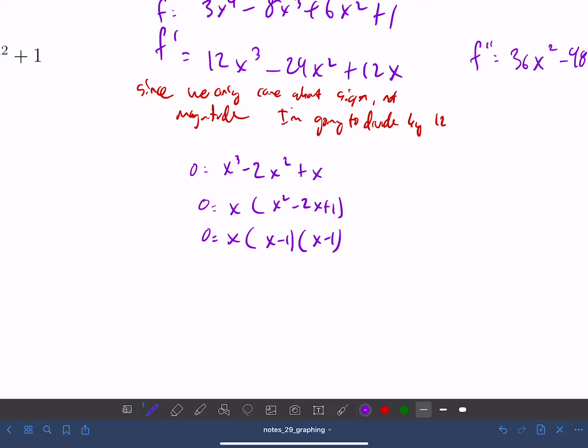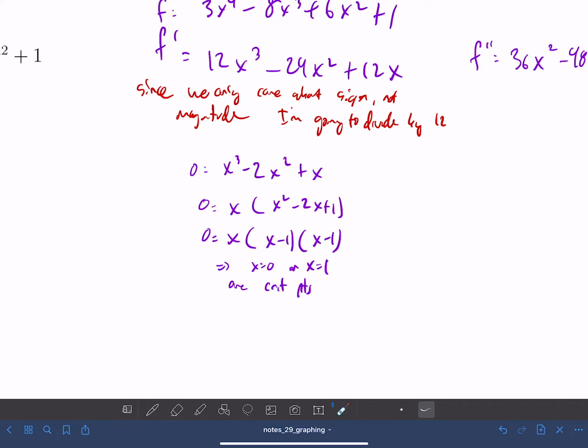So right now I'm finding the roots of this thing. This generates x equals 0 or x equals 1 as critical points. One of them is a double root. I've got a double root of x minus 1. There's a pattern with those, and we'll see it demonstrated in this particular problem.